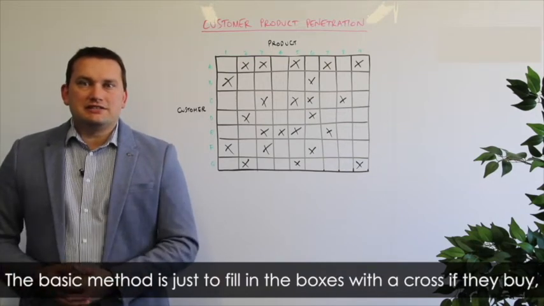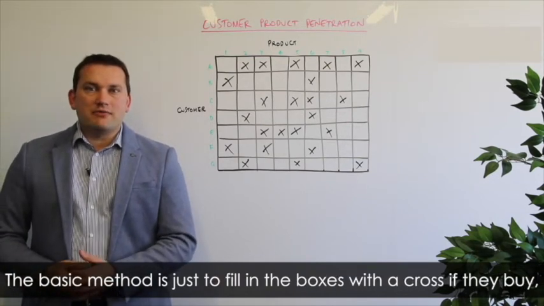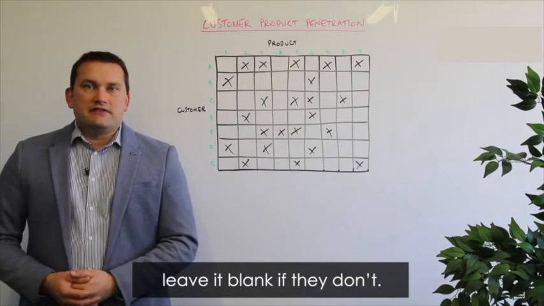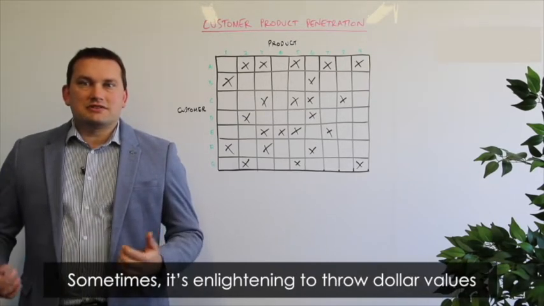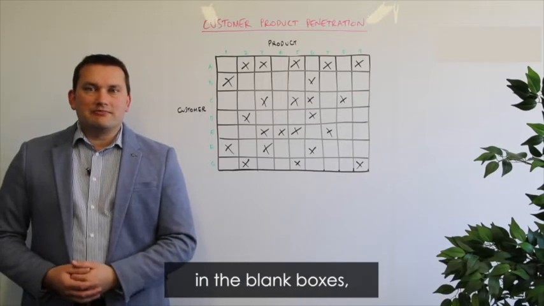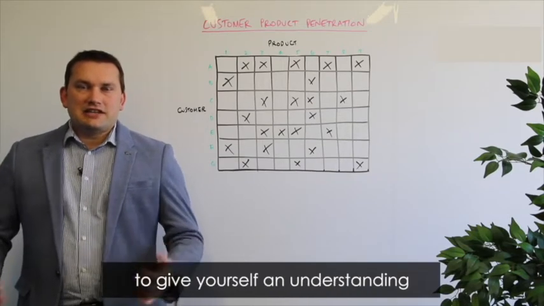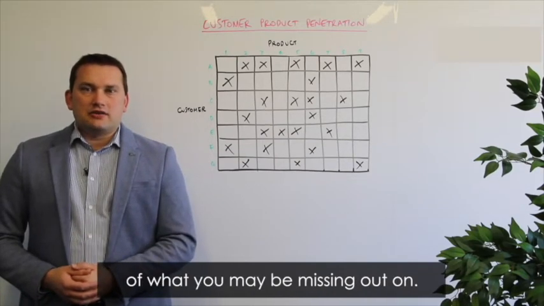And the basic method is just to fill in the boxes with a cross if they buy, leave it blank if they don't. And sometimes it's enlightening to throw dollar values in the blank boxes to give yourself an understanding of what you may be missing out on.